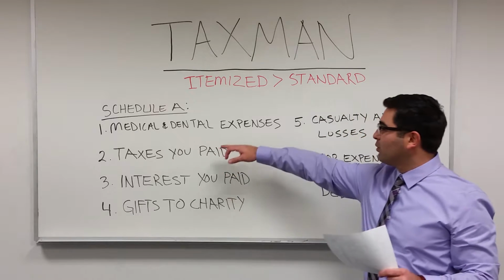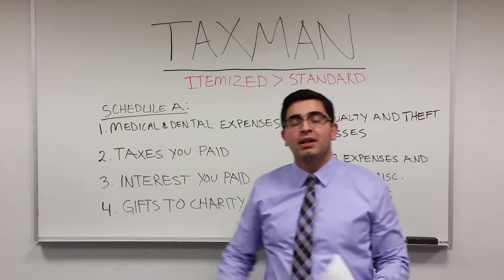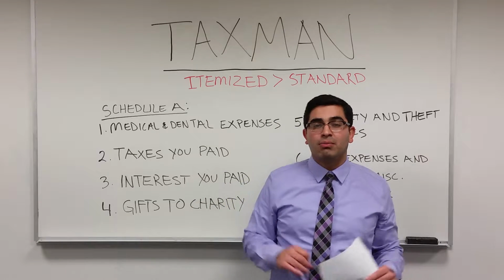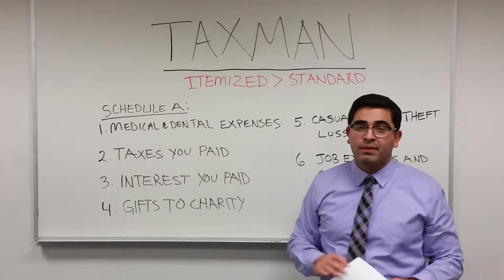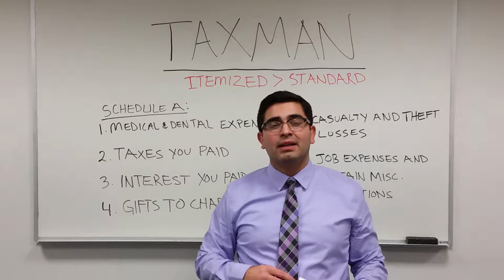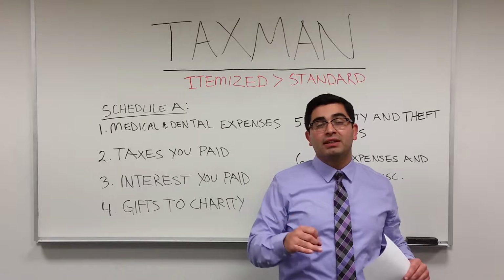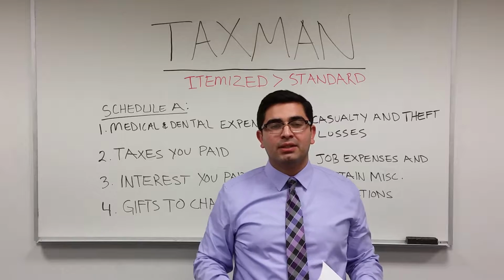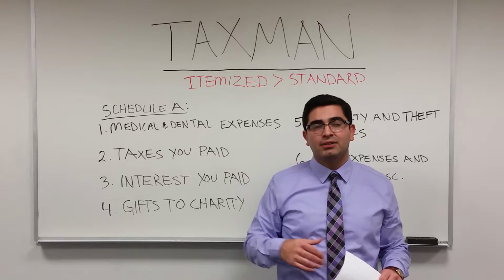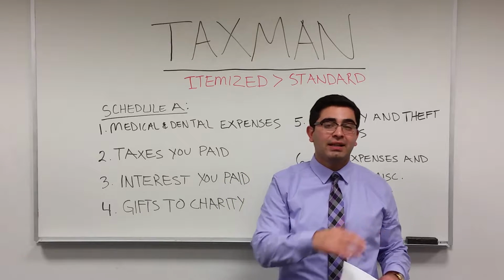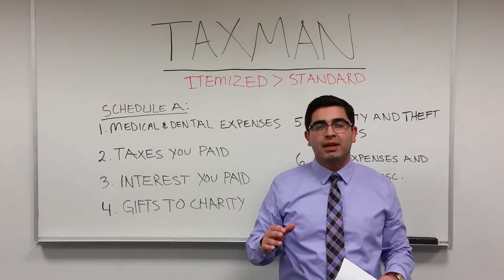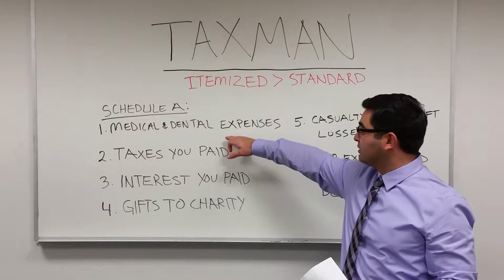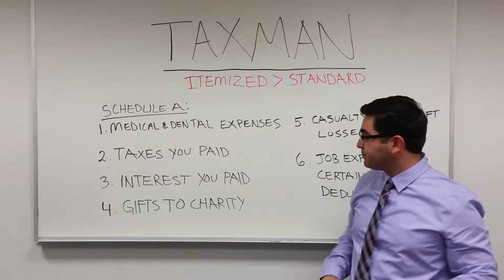So starting here with number one, medical and dental expenses. If you have unreimbursed medical and dental expenses throughout the year, then those are reported here on line one. However, there's one limitation to that. You can only deduct the excess of 10% of your adjusted gross income. So the way that's calculated is you multiply 10% by your AGI, and any unreimbursed medical expenses in excess of that 10% is actually deductible here on the first section of the Schedule A.